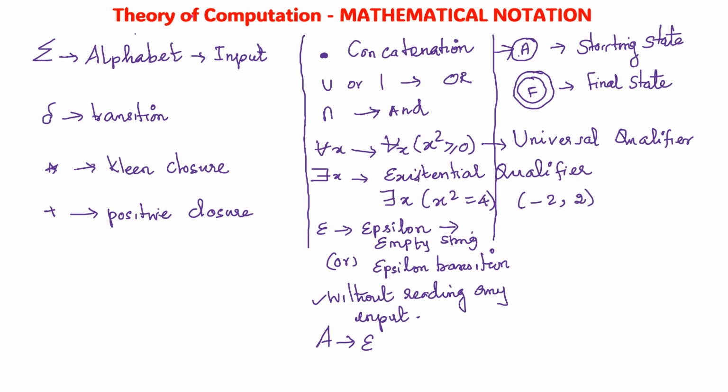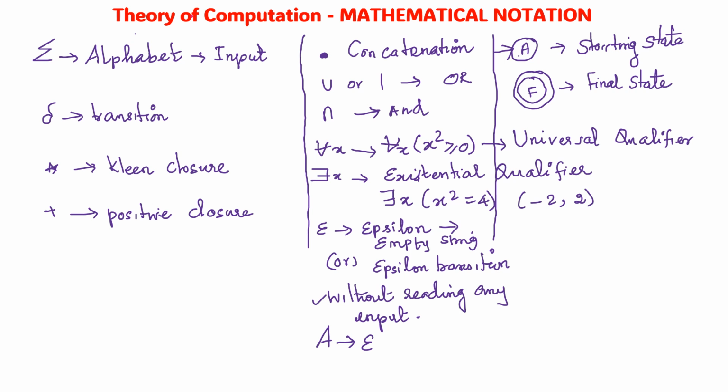This is mathematical notation. Almost all the concepts of theory of computation use this mathematical notation. Here we can say sigma, another name for which is alphabet, that is called input. Suppose you want to derive a name, what is the input? A combination of small letters or capital letters. Suppose you want to form a variable, so what is the alphabet?